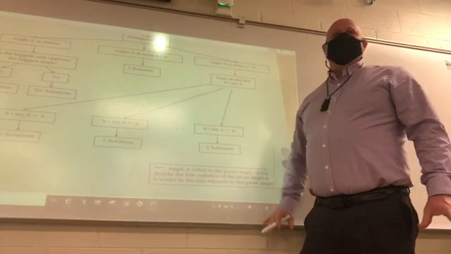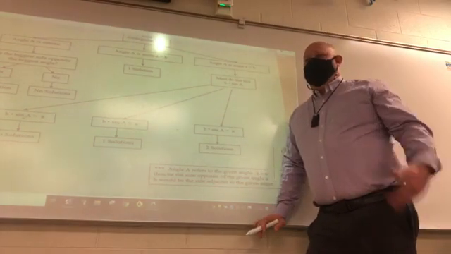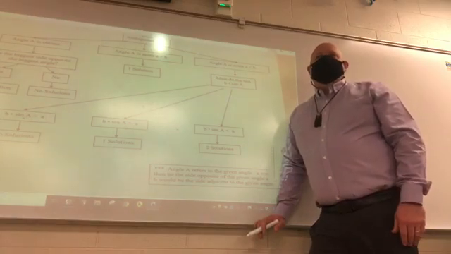Is everybody good with the flow chart? Does this kind of make sense? It's purely for your notes. If you like it, use it. No, you don't get to use it on the test kind of thing.